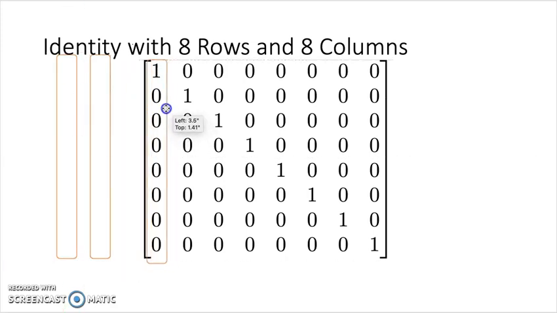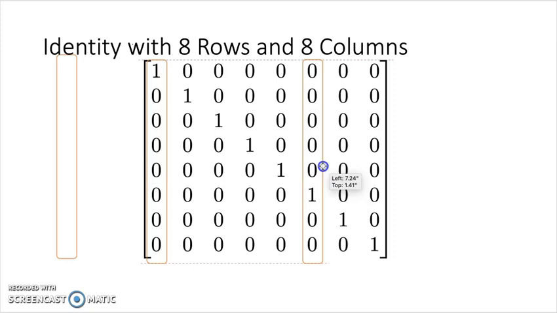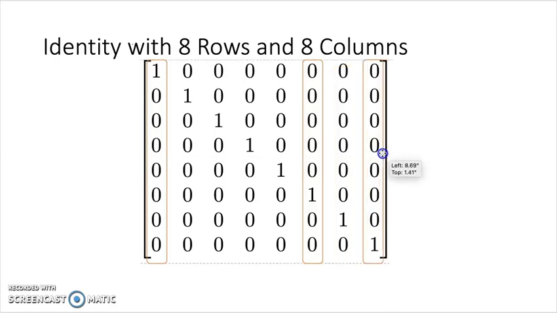I'm going to highlight the first column, and then, arbitrarily, column number 6, and then the very last column. So I am highlighting 3 particular columns, and I'm going to give each of these columns a specific name. I'm going to use the notation E. The first column is called E sub 1, column number 6 is called E sub 6, and the very last column is called E sub 8.